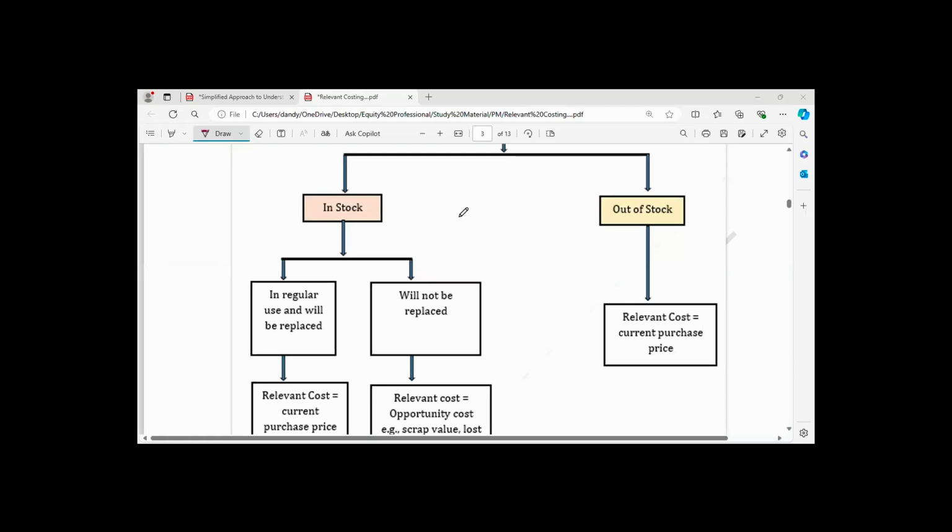So the bottom line is that when there is spare capacity or idle time, relevant cost is equal to 0. That is, nothing will be charged. Nothing will be charged under spare capacity. So that's the treatment of spare capacity.